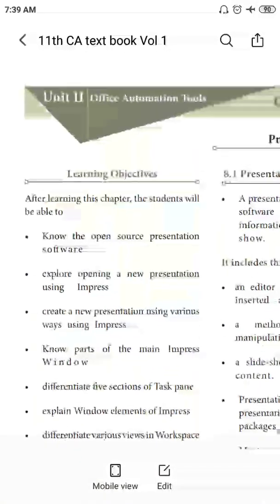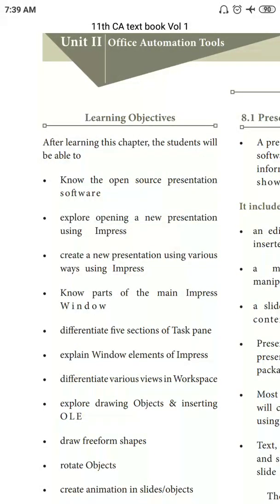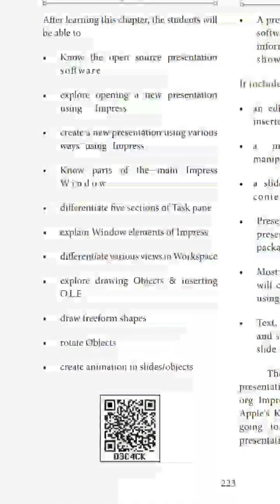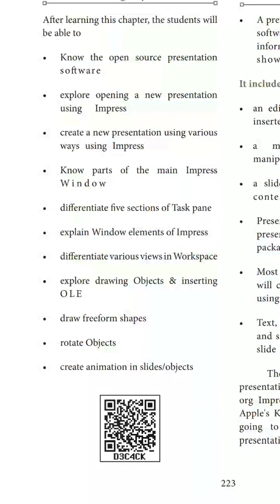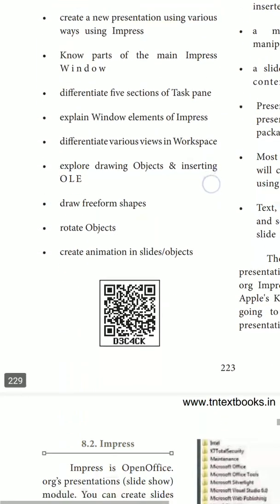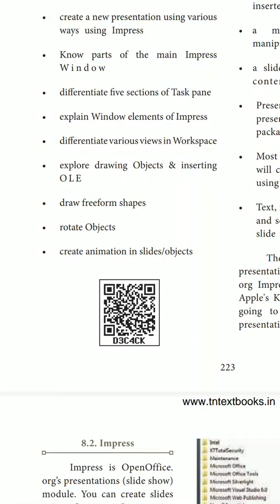Okay, so learning objectives. Here you can see that after learning this chapter, the student will be able to know the open source presentation software, explore opening a new presentation using Impress, create a new presentation using various ways using Impress, know parts of the main Impress window, differentiate five sections of task pane, explain window elements in Impress, differentiate various views in our workspace, explore drawing objects, inserting OLE, drawing freeform shapes, rotate objects, create animation in slide and object. These are all the things that we are going to see in this eighth chapter.